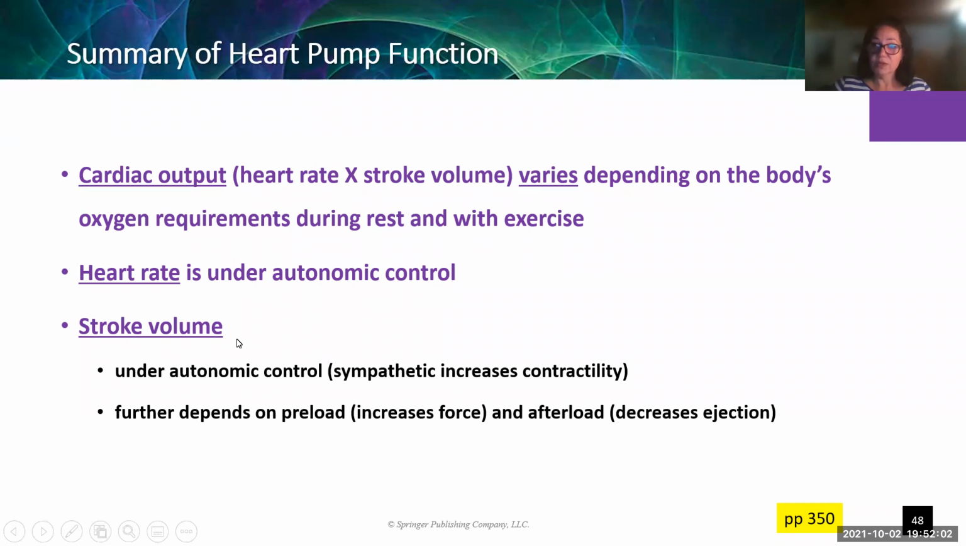And then the stroke volume is also controlled partly by the autonomic nervous system. As we said, the sympathetic part of the nervous system can increase contractility. And remember, the way it does that is by allowing more calcium in and storing more calcium. But the other things that also play a role on stroke volume are how much preload did we get? By stretching a little bit to that optimal length, that increases the force of contraction. And then what's the afterload that we're dealing with? How much pressure is pushing back? And that's going to decrease how much we can eject from the heart.